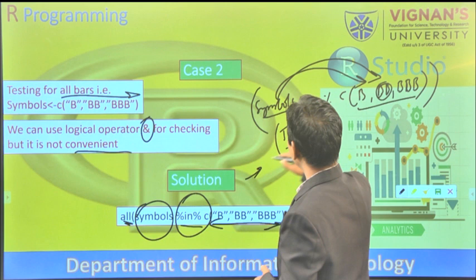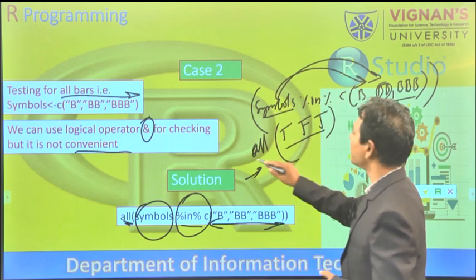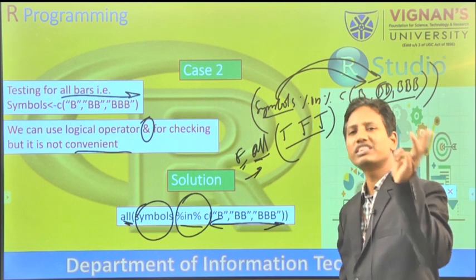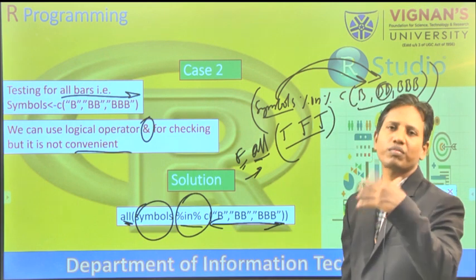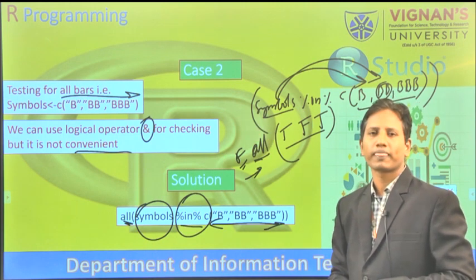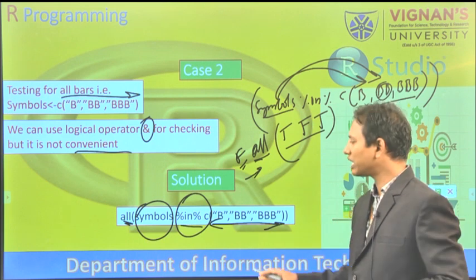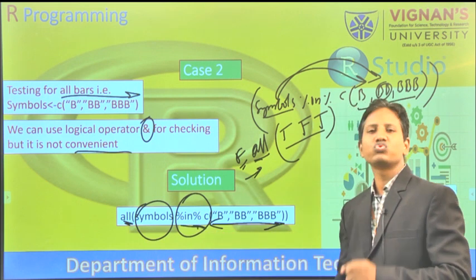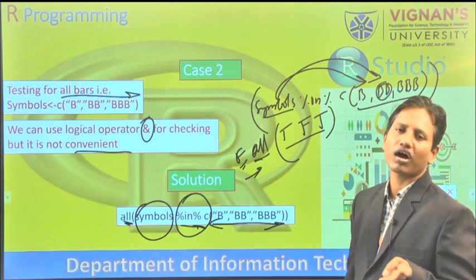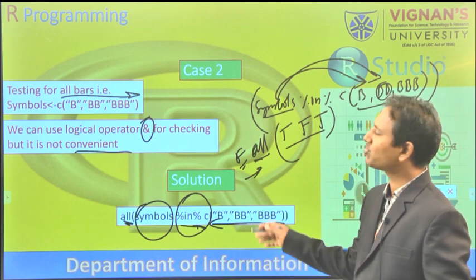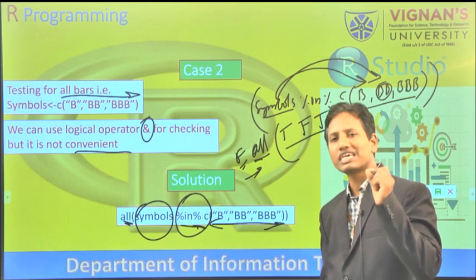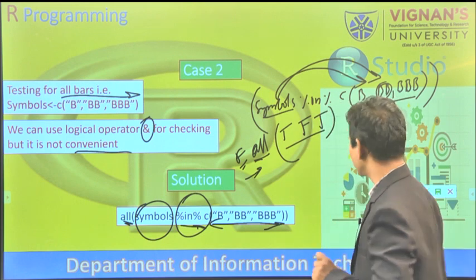And in this situation, if I use all, then this is going to return false. It means that all 3 bars are not available, not in the symbol vector. So this is how the in operator is used to check whether all these 3 symbols are there or not, all bars. This is an interesting one. So with this one, we have identified the code part for case 1 and case 2.